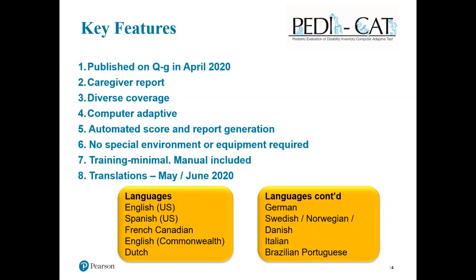I should say all those languages aren't yet available. The ones that are available immediately are the English US, Spanish US and English Commonwealth. We're rolling out the other languages over the next 6 to 8 weeks. So by midsummer, they will all be available.